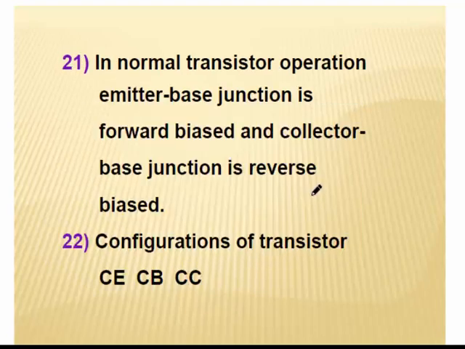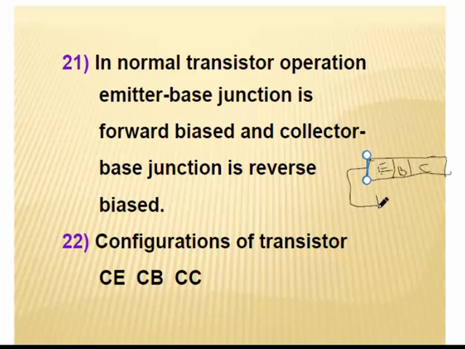So next, in normal transistor operation, emitter base junction is forward biased, collector base junction is reverse biased. If you take any emitter, base and collector, either NPN or PNP, emitter base junction is forward biased, and collector base junction is reverse biased.